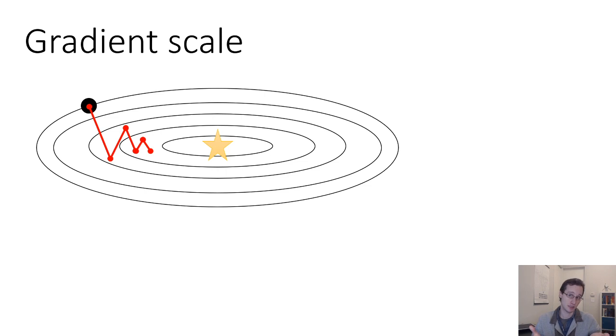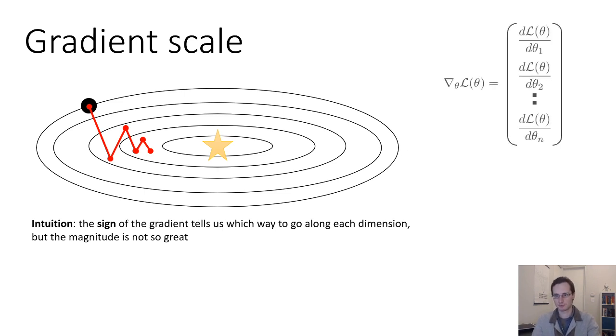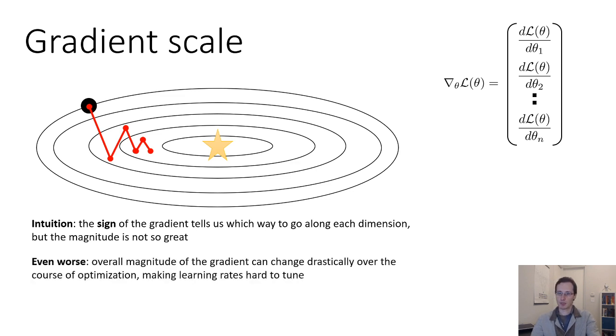But its sign is, because we definitely don't want to be going up at that point, and we definitely don't want to be going left. We need to be going down and to the right, but how much right or how much down, the gradient doesn't really give us very useful information about that. So the intuition is that the sign of the gradient tells us which way to go along each dimension, but the magnitude is not really all that useful. All right, so there's our gradient.